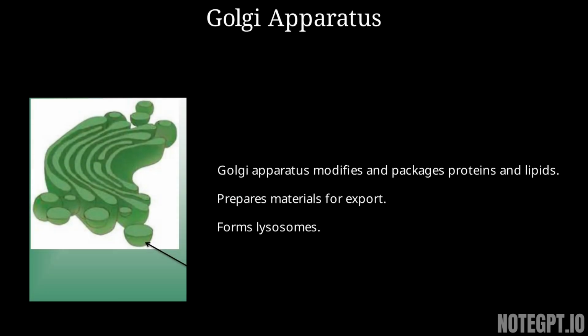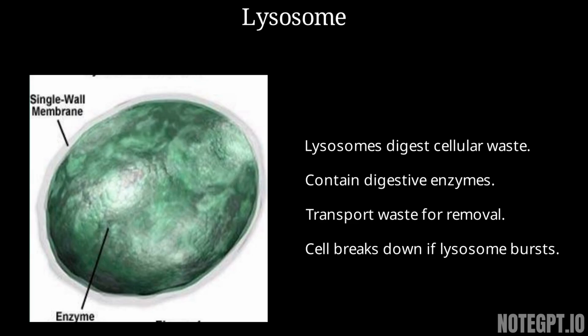The Golgi apparatus is the cell's packaging plant. It modifies proteins and lipids made by the ER and prepares them for export. It also forms lysosomes. Lysosomes are digestive organelles that break down proteins, fats, and carbohydrates. They remove cellular waste and debris, and if they burst, the cell breaks down.